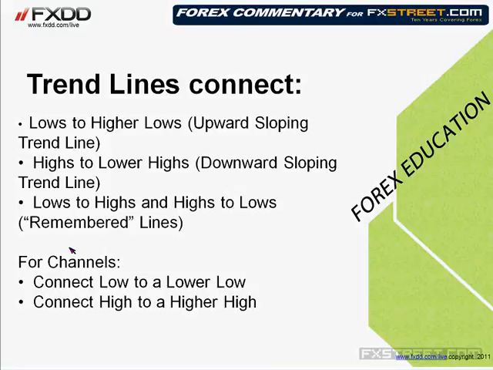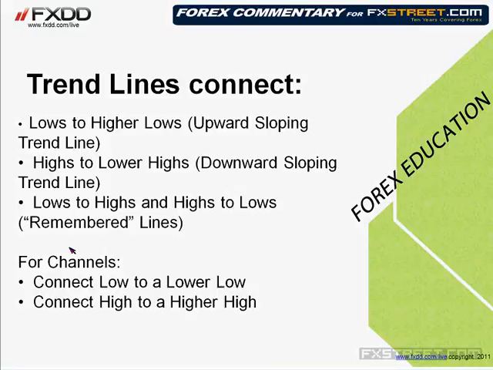Trend lines connect lows to higher lows. If you have a low, connect a line from a low to a higher low, you have what is called an upward sloping trend line. They also connect highs to lower highs. So if you have on the top a price coming down, you have a high and a lower high, you connect a line to those two highs, and that's a downward sloping trend line.